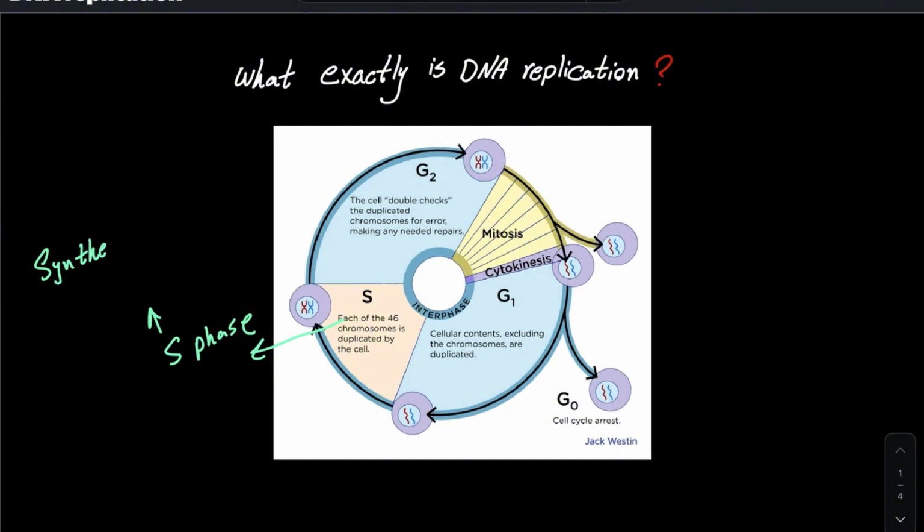Synthesis phase of the cell cycle. The letter S stands for synthesis because this is the stage when new DNA is synthesized. Replication always occurs before the cell enters mitosis or meiosis. If DNA were not copied first, each daughter cell would receive only half of the genetic information, making survival impossible.